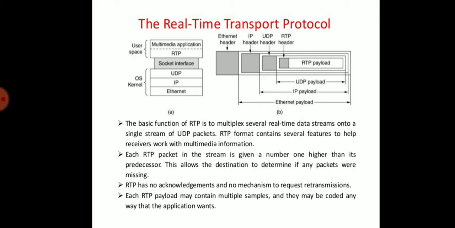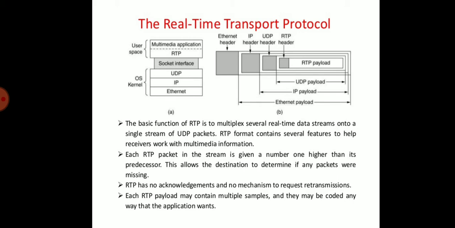RTP handles the real-time data streams by multiplexing them onto a single stream of UDP packets. It has no flow control and does not support error control. There is no acknowledgement and no mechanism to request retransmission. A sequence number is given to each packet in an RTP stream. The sequence number is higher than its predecessor by 1, and it helps the destination determine missing packets.